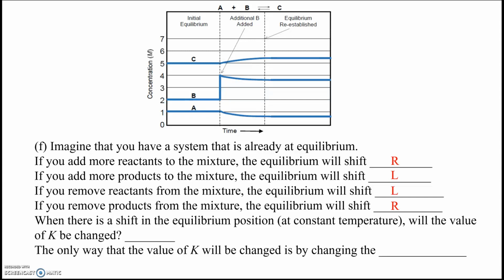When there's a shift in the position at constant temperature, will the value of K be changed? No. K depends only on the reaction, the individual things that are reacting, and the temperature. So the only way that the value of K will be changed is by changing the temperature.